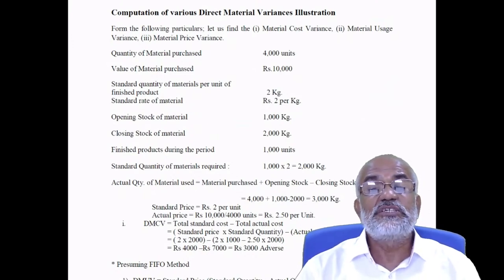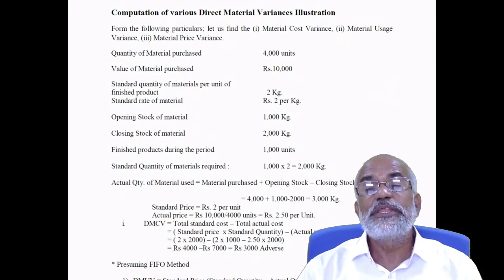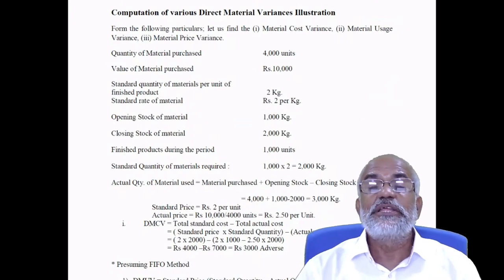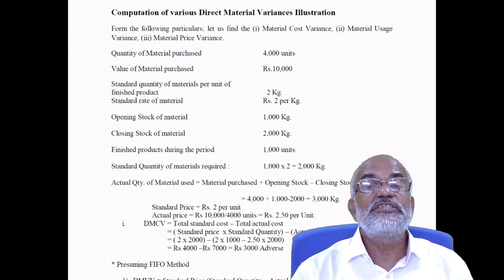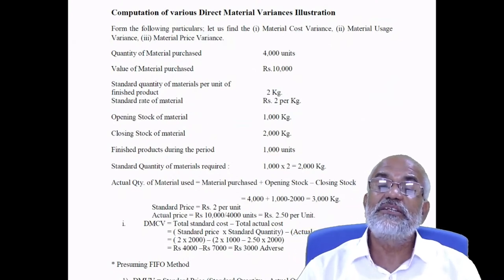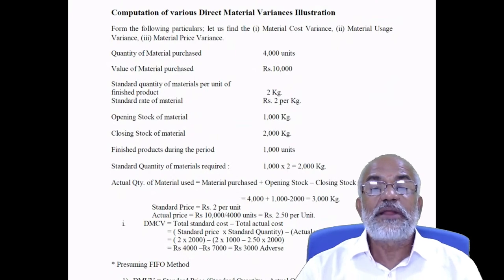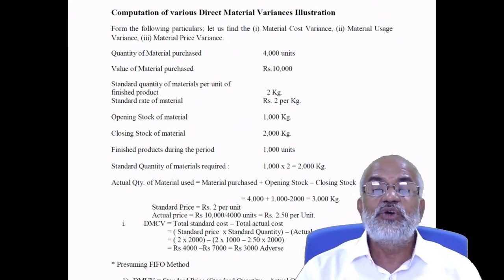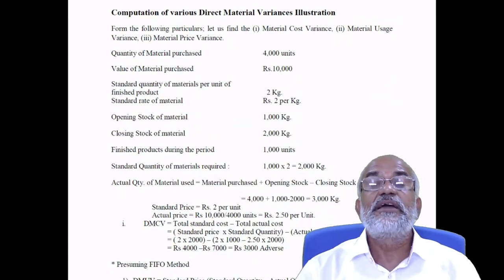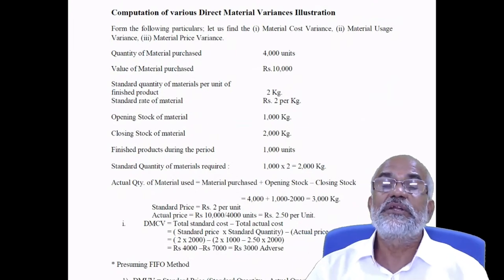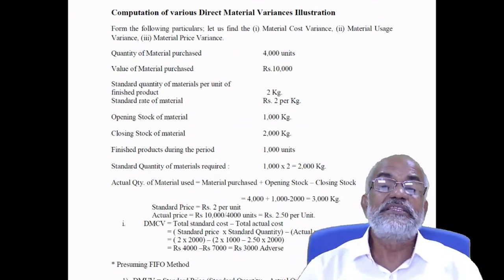Actual quantity of materials used is equal to materials purchased plus opening stock minus closing stock. The material purchased is 4,000 units, the opening stock is 1,000 units, and the closing stock is 2,000 units. So 4,000 plus 1,000 minus 2,000 is 3,000 kg. That is the actual quantity of materials used. The standard price is rupees 2 per unit, and the actual price is 10,000 divided by 4,000 units, so per unit the actual price is 2 rupees 50 paisa.